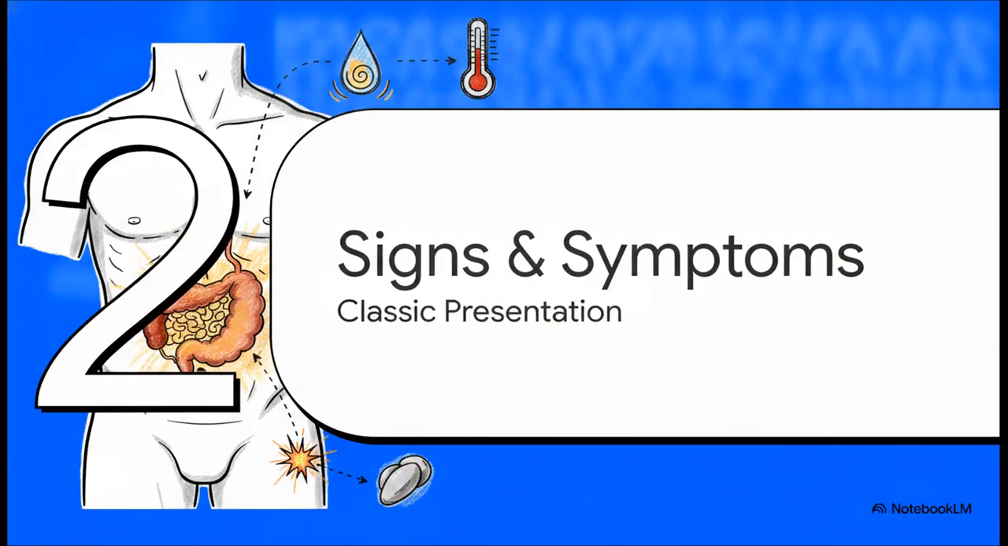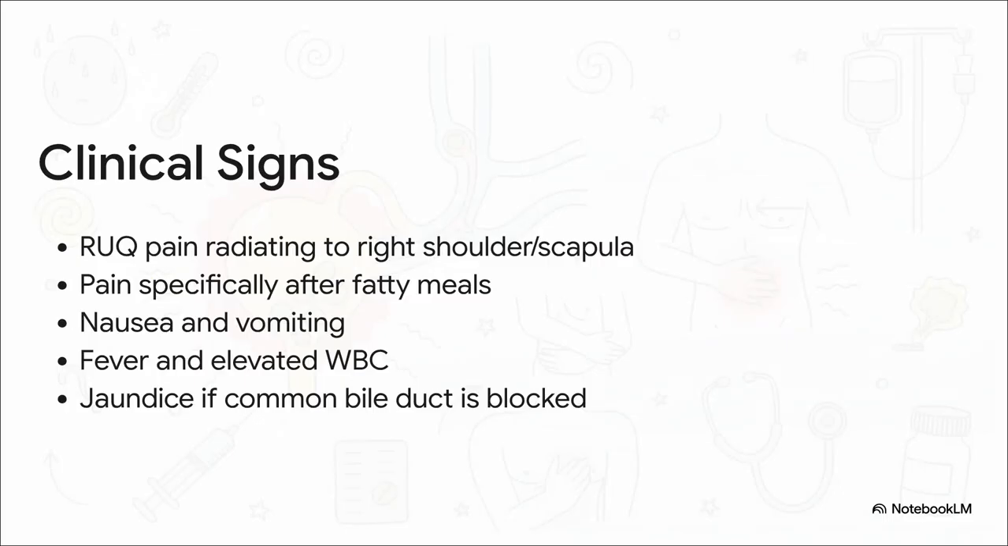Moving on to Section 2, Signs and Symptoms, the classic presentation. All right, so here is exactly what you'll see on the floor. The absolute hallmark sign is that right upper quadrant, or RUQ pain. But listen to me, here is the most tested detail. That pain radiates straight to the right shoulder or scapula, specifically after they eat those fatty meals. You'll also see typical inflammation signs, nausea, vomiting, fever, and an elevated white blood cell count.